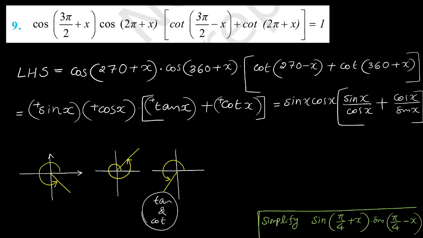Both formulas I have discussed. Tan x is sin x by cos x. Cot x is cos x by sin x. So the next step will be sin x by cos x. I can do the cross multiplication for addition. Sin into sin, sin square. Cos into cos, cos square. Denominator cos x sin x.